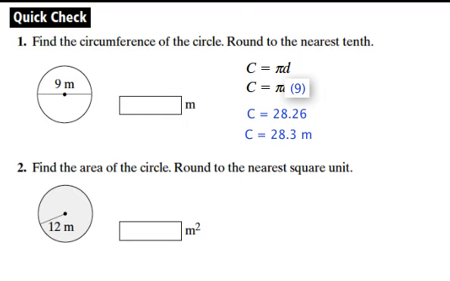For quick check number 1, we have to start with the formula of C equals pi times D. C equals pi times diameter. We replace the diameter with 9, so C equals pi times 9. 9 times pi is 28.26. The directions said round to the nearest tenth, so our final answer is C equals 28.3 meters.